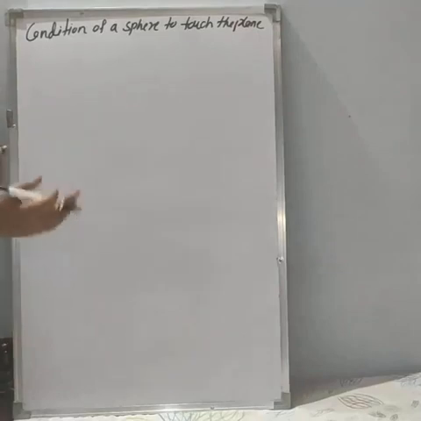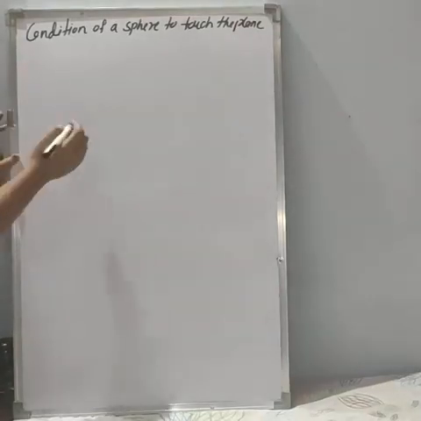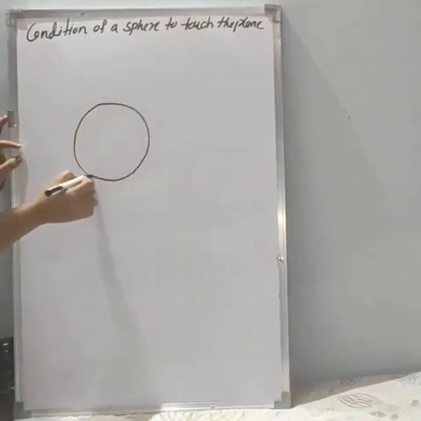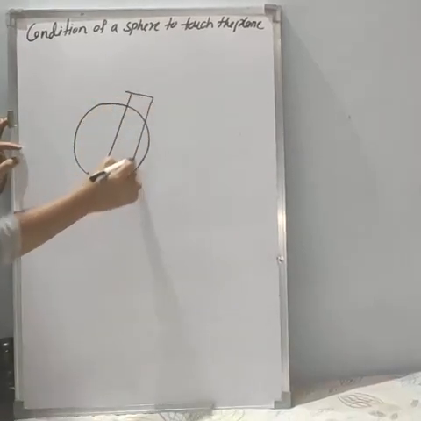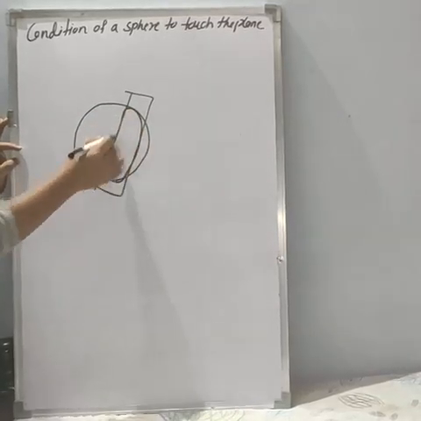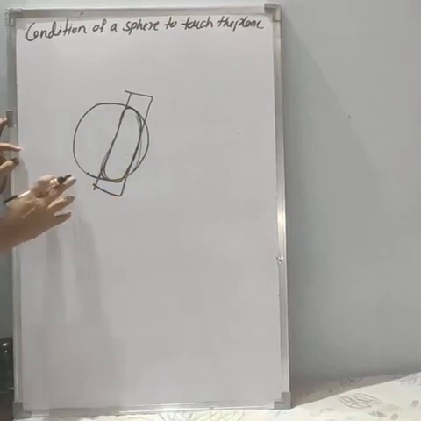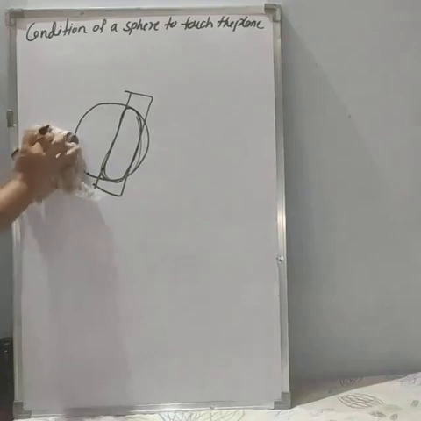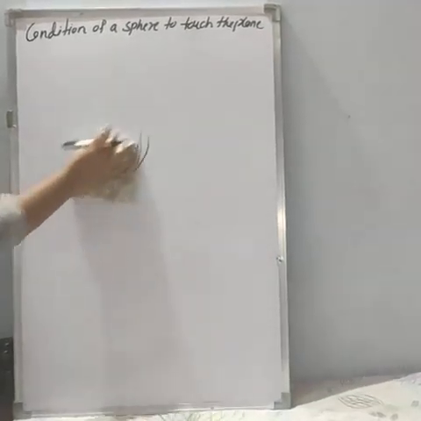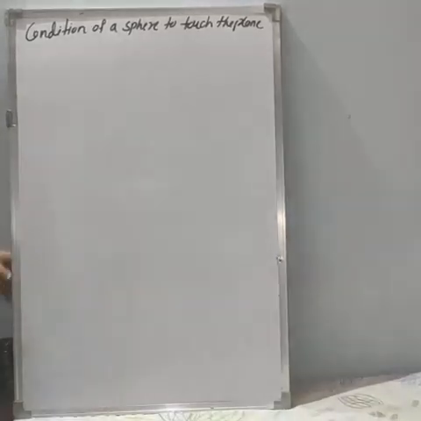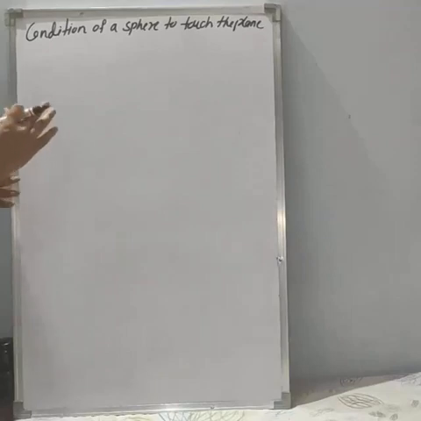Now see, in the last class we saw that if you have the equation of a sphere and the equation of a plane, then this represents the equation of a circle. The intersection of the equation of a sphere and the equation of a plane represents the equation of a circle, and we have seen how to find that equation, how to find the center, and how to find the radius. Now this concept is the condition for a sphere to touch the plane.